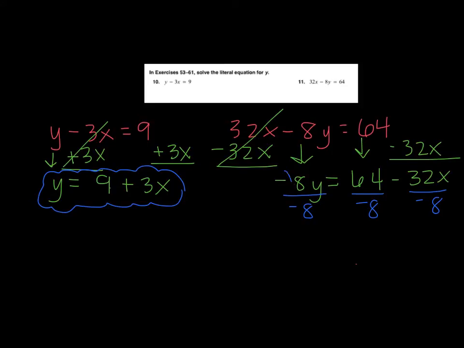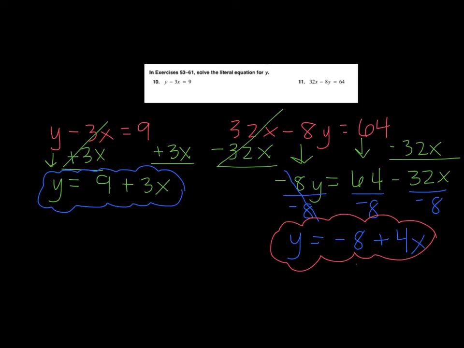So negative 8 divided by negative 8 makes 1y. 64 divided by negative 8 makes negative 8. And negative 32x divided by negative 8 makes positive 4x. Okay? Now, you can leave your answer like that. This is totally fine. I like this answer. Y is alone, and we're good.